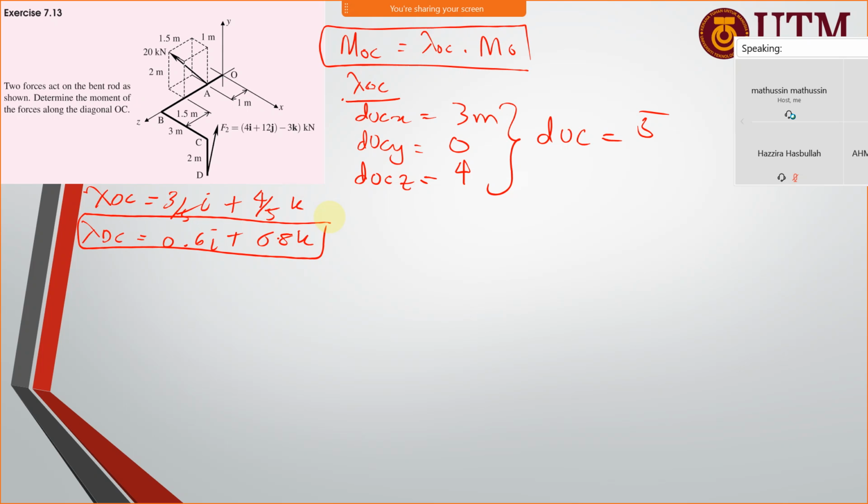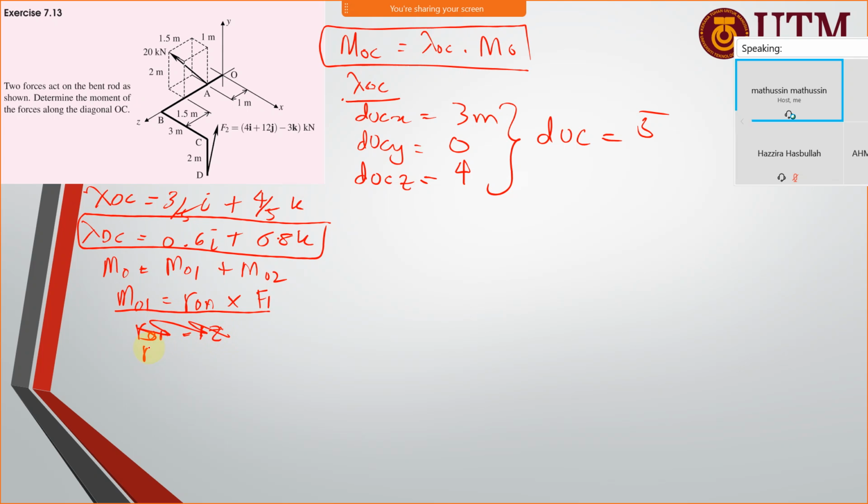And then lepas tu kita nak kena dapatkan MO, moment about O. Kita tahu kita ada 2 force dekat situ. So kita boleh pecahkan kepada MO1 tambah MO2. So MO1 berapa? Kita ambil yang force 1 lah, 20 kN, which is must be rOA cross with F1. So rOA kita berapa? rOA from O to A hanya Z axis, 1 meter Z. So rOA must be 1k.